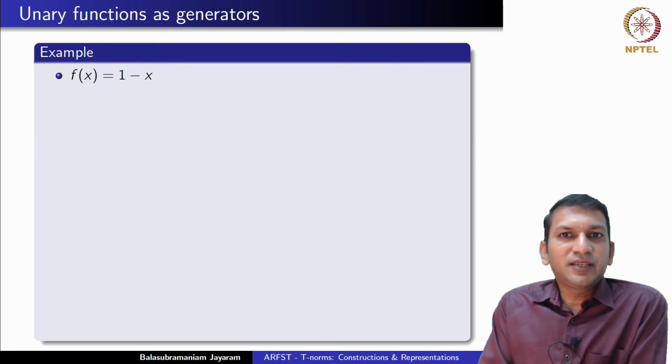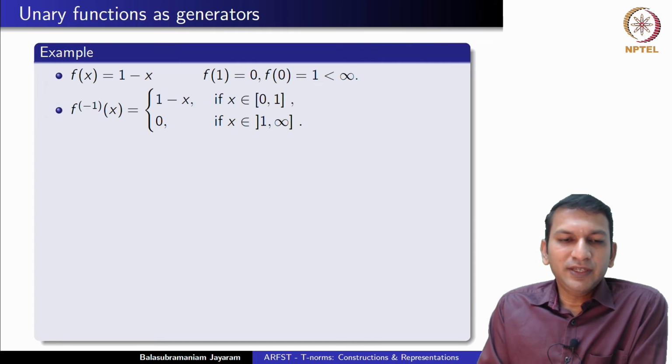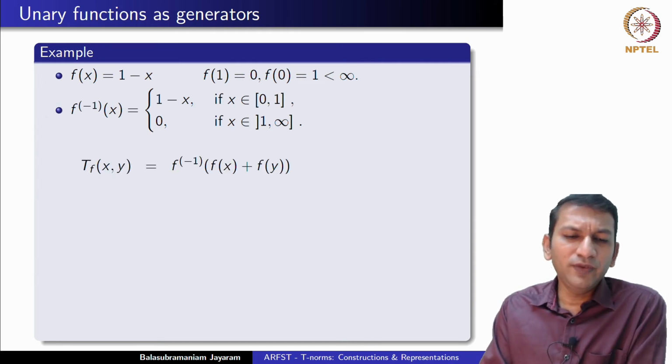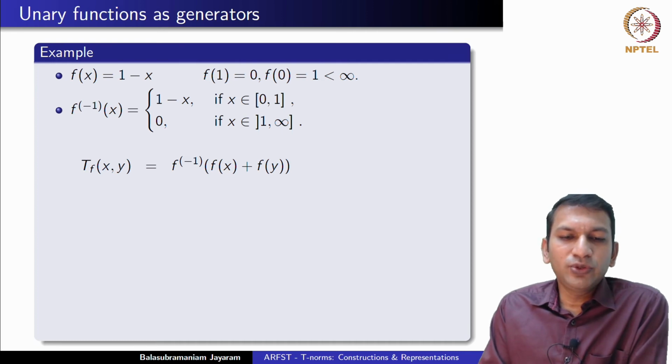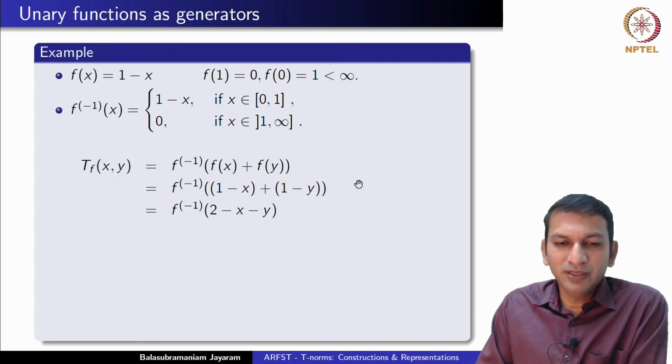Now let's construct the Tf from this function. So this f, this f inverse, f pseudo inverse of x. And how do we construct it? As f pseudo inverse of f of x plus f of y. Now in this case, f of x is 1 minus x. So let's substitute that: 1 minus x plus 1 minus y. This turns out to be 2 minus x minus y, which is clear.